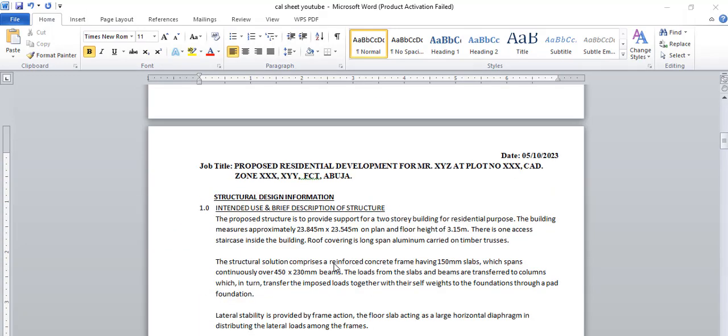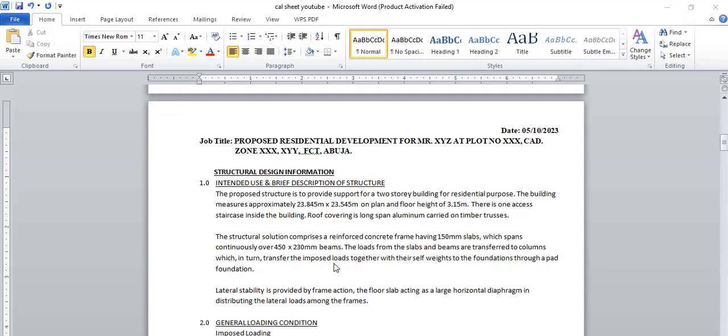So the next page will be our information page, the design information. Now that design information gives you the exact day you did that calculation, and these are my own information. Then job title, here you describe the job: proposed residential development for Mr. XYZ at plot number SSS, cadastral zone SSS, XYZ, FCT Abuja.